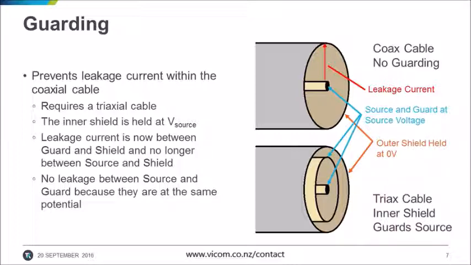Because the shields should be held at 0 volts, there exists a voltage across this impedance when we source voltage. This results in a leakage current which cannot be compensated for using 4-wire measurements. By sourcing a guard voltage on an inner shield, we move the leakage current from between source and shield to between guard and shield. This current does not matter because we are making measurements on the source and not on the guard, and therefore does not affect our measurements.